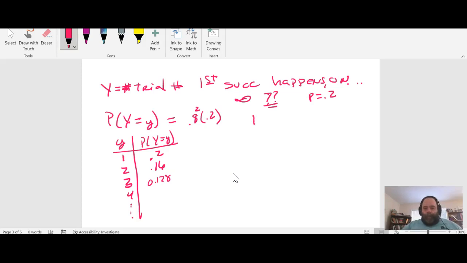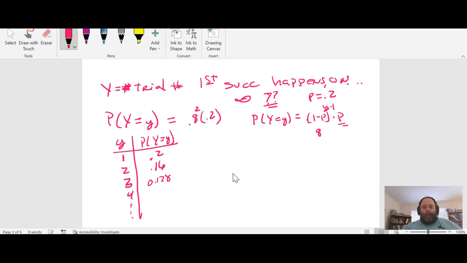So the formula, if you think about it, is the probability of failure, that's 1 minus p, sometimes called q, raised to the number of failures. That's going to be y minus 1, I think I used k in the formula in the notes, times p, because you only get to be successful once.